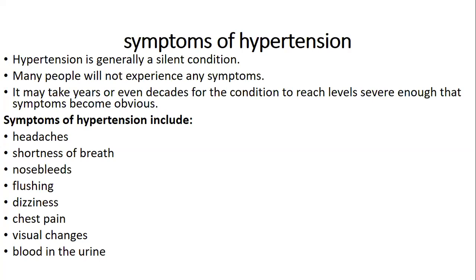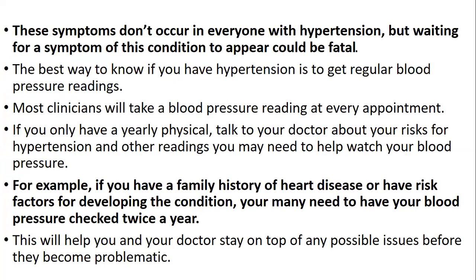Some of the symptoms that are observed in hypertension include headaches, shortness of breath, nosebleeds, flushing, dizziness, chest pain, visual changes, as well as blood in urine. These symptoms don't occur in everyone with hypertension, but waiting for the symptoms to occur may be very fatal. The best way to know if you have hypertension is regular checkups. Check every time you have access to the machine, and at least three or more readings showing the same high numbers would suggest the diagnosis.